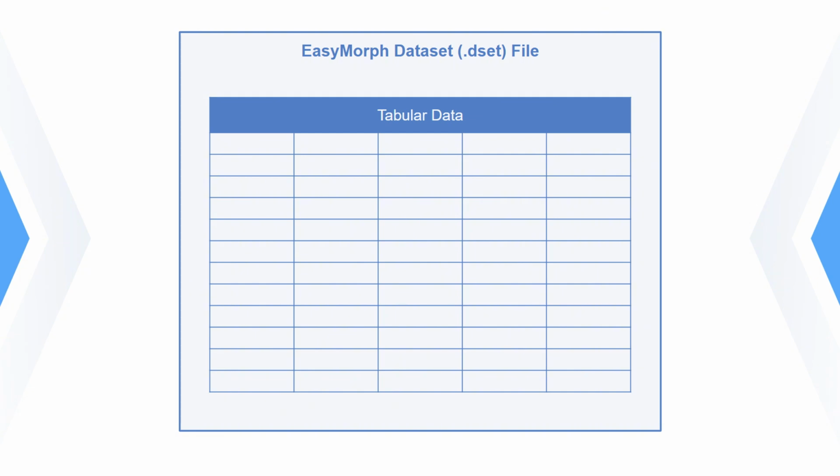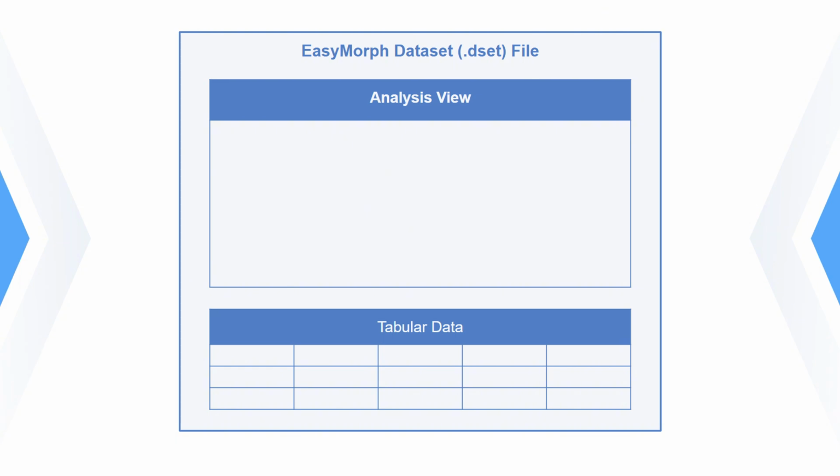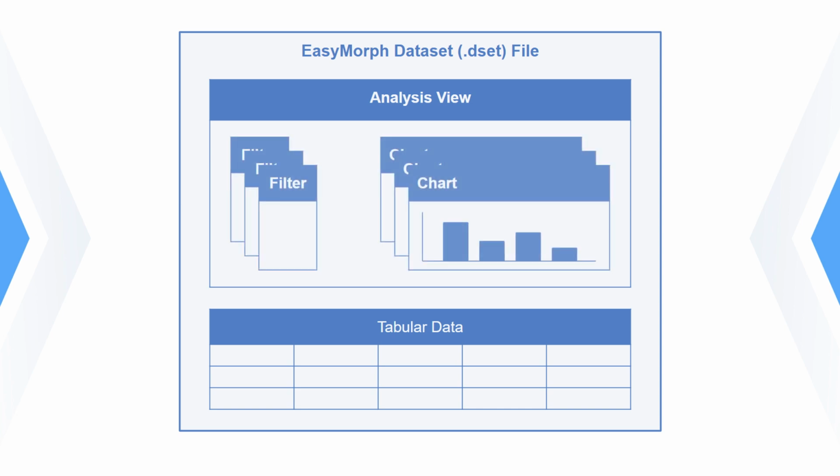At first glance, most people assume EasyMorph dataset files aren't much different to a CSV, Apache Parquet, or other similar data file format, storing a single table of data. Whilst they do contain tabular data, dataset files can also contain much more. Besides tabular data, a dataset file also contains a view, which we usually call the analysis view, containing filters and visualizations of the data. So where does this view come from?